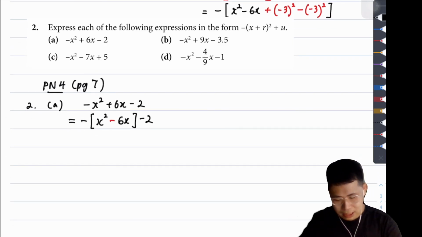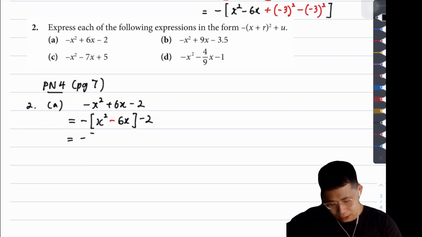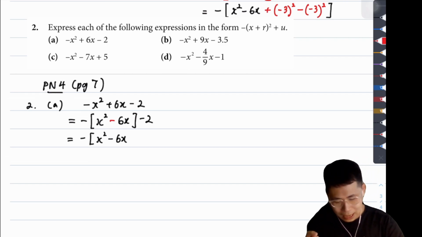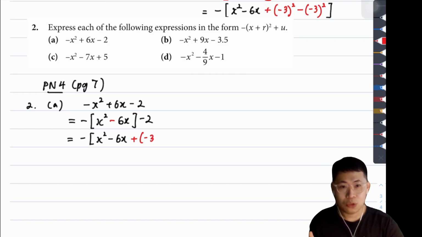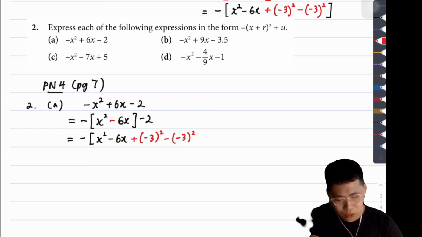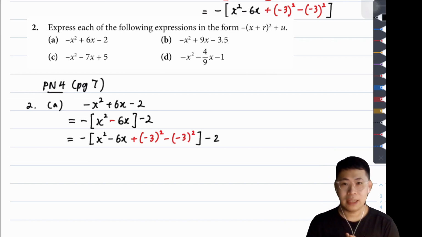With this, I'm going to insert my two other terms. Over here, I'm going to insert my b over 2 square. So b is negative 6, and b over 2 is negative 3. 6 over 2 is equals to 3. So we add in a b over 2 square, and at the same time minus a b over 2 square, and minus 2 on the outside.